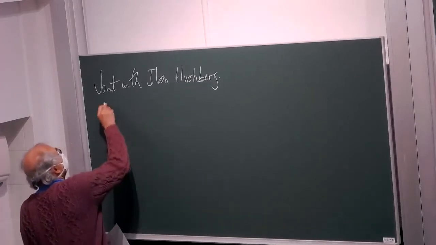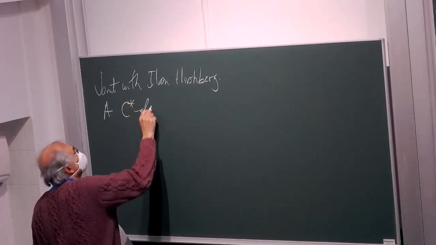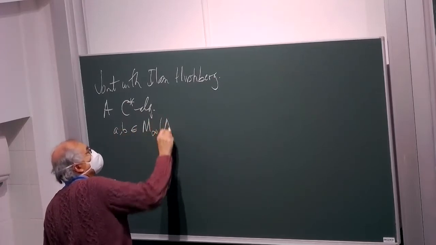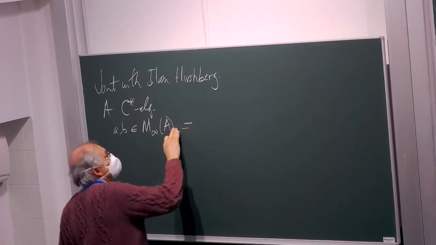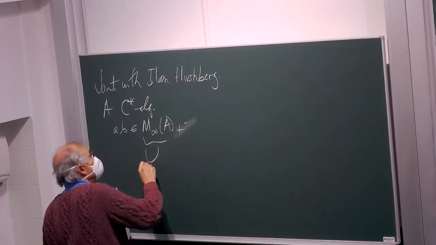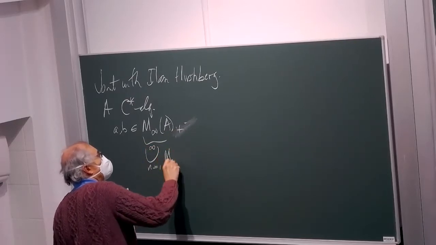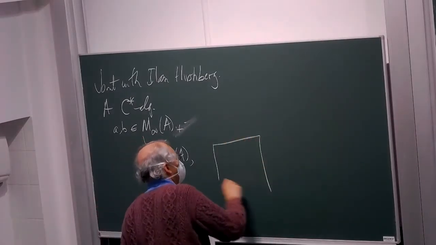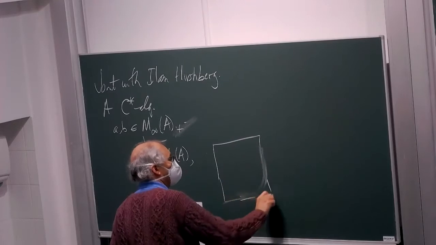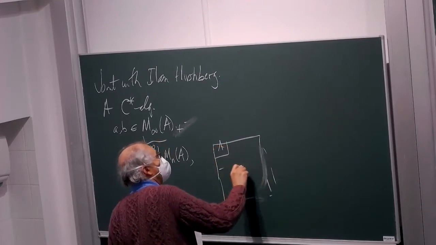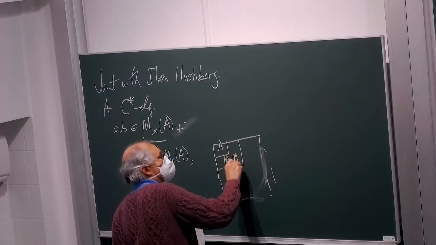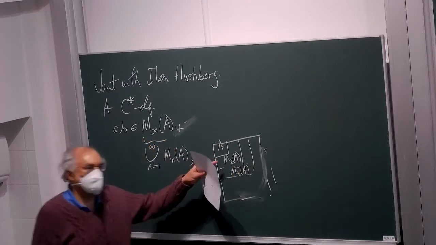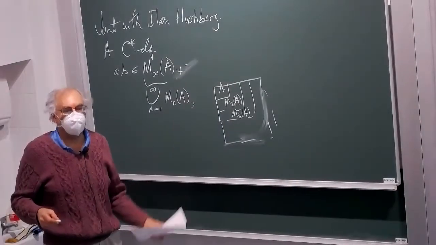Okay, so here's a C-star algebra. And we take A and B in M infinity of A, the positive part here. This is the union for n equals 1 to infinity of Mn of A with embeddings like this. Here is A, here is M2 of A, etc. So you put A in the upper left corner and so on.